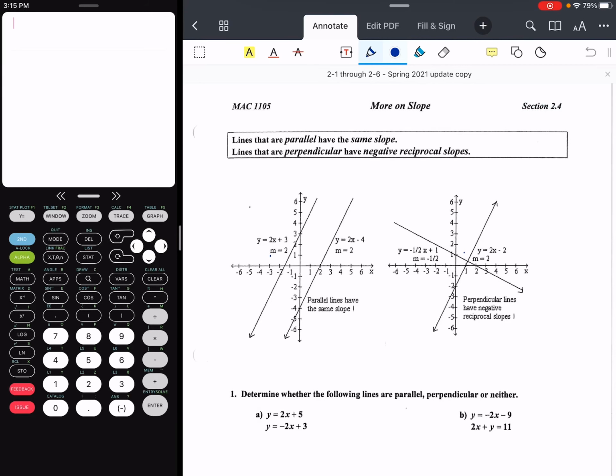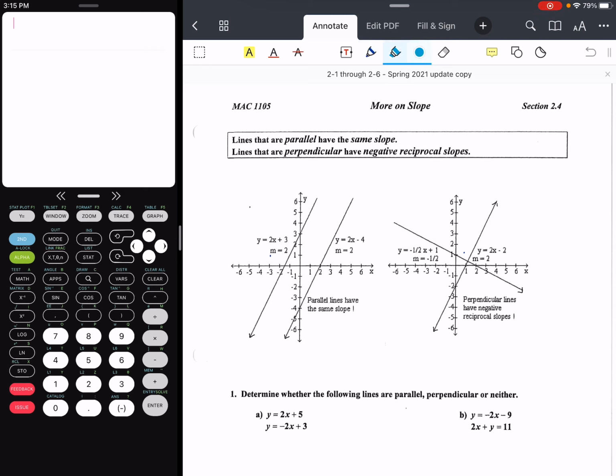Now we'll talk about slope a little more in detail, and the first thing we're going to cover is the difference between parallel or perpendicular slopes. And also, of course, two lines might be neither perpendicular nor parallel, so we'll run into that case as well.